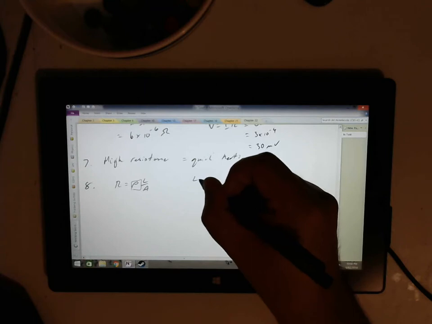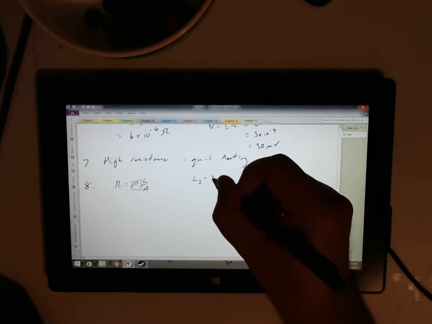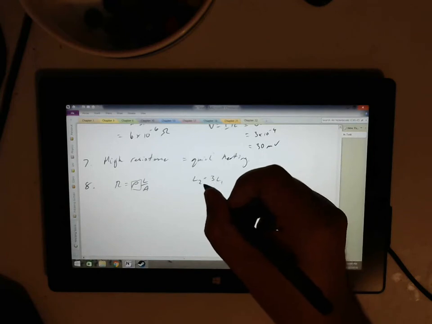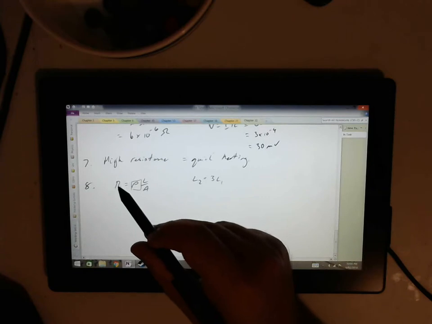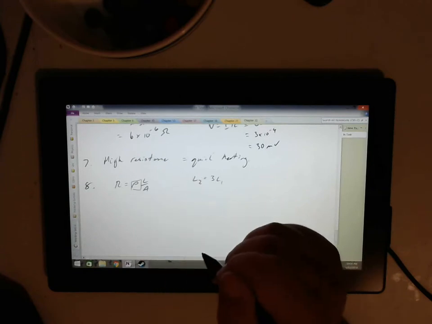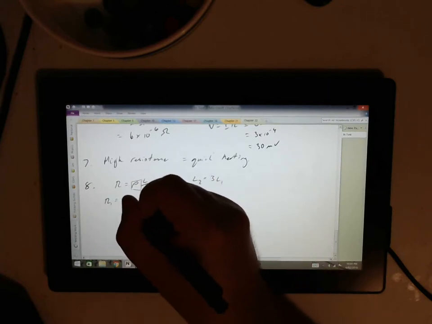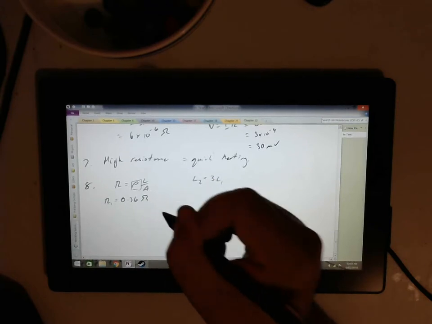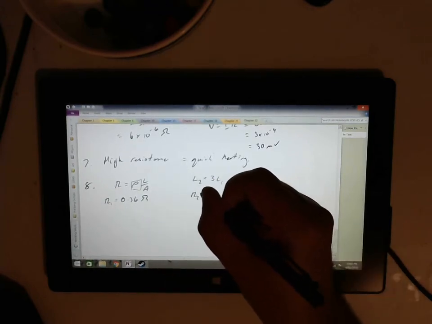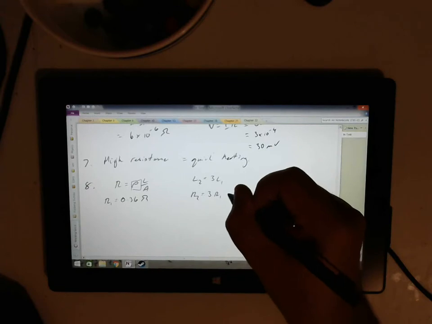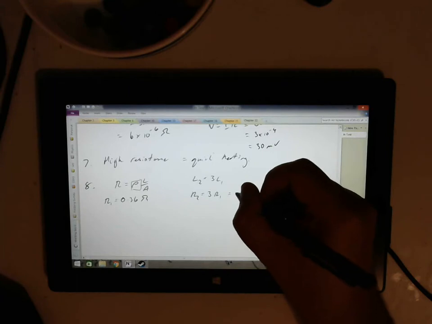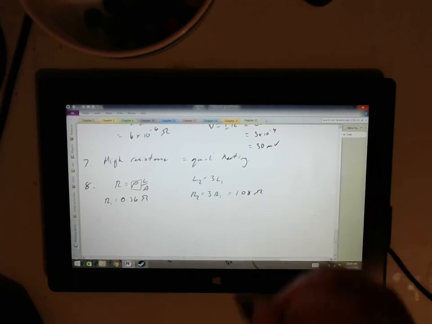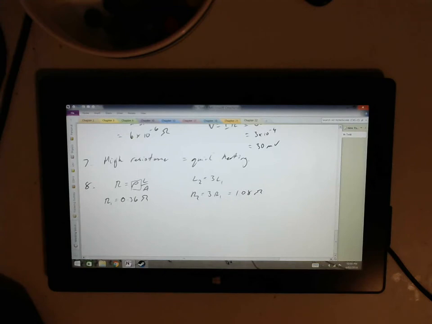L2 equals 3 times L1. So we're multiplying L1 by 3. If I made that number 3 times bigger, we can see that R is going to end up being 3 times bigger. The original ohmage was 0.36, so R1 equals 0.36 ohms. R2 equals 3 times R1, equals 0.36 times 3, which is 1.08 ohms. So it's getting bigger.